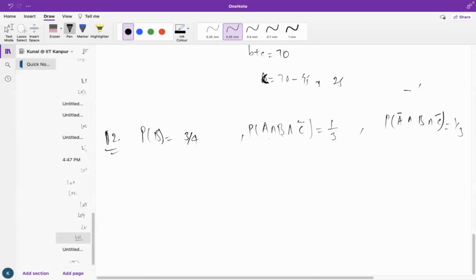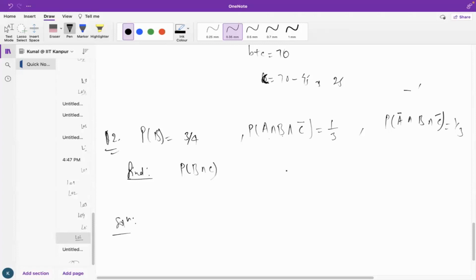What is this expression representing? This expression represents that A and B is happening but C is not happening, and this expression represents that A and C is not happening but B is happening. So you have to find the probability of B intersection of C.